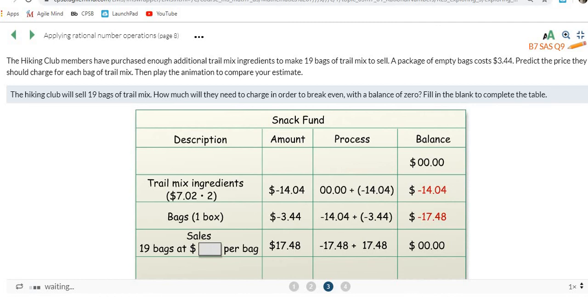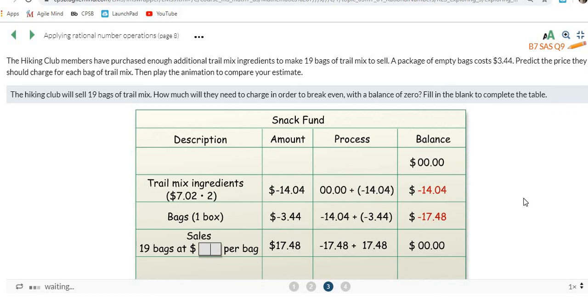So they want to know how to break even. To break even, that means my balance is 0. I didn't earn anything, and I haven't lost anything. They want to know what I should charge per bag. Well, if I charge $1, how much have I made? 19. Am I going to break even? I'm going to make more. So I know the price has to be lower than $1.